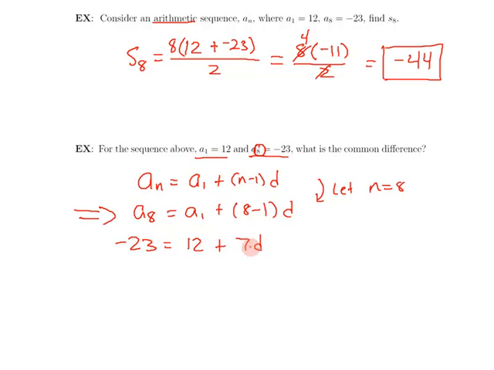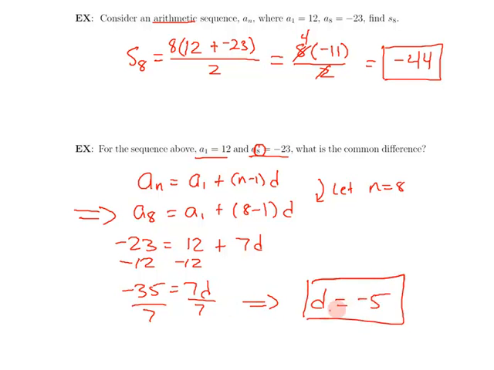I now have a single equation with one unknown. I can solve that for d by subtracting 12 from both sides, which gives me negative 35 is equal to 7d. Divide both sides by 7, and d would be negative 5. I would have to subtract 5 from 12 each time so that after my 8th term I'm at negative 23.